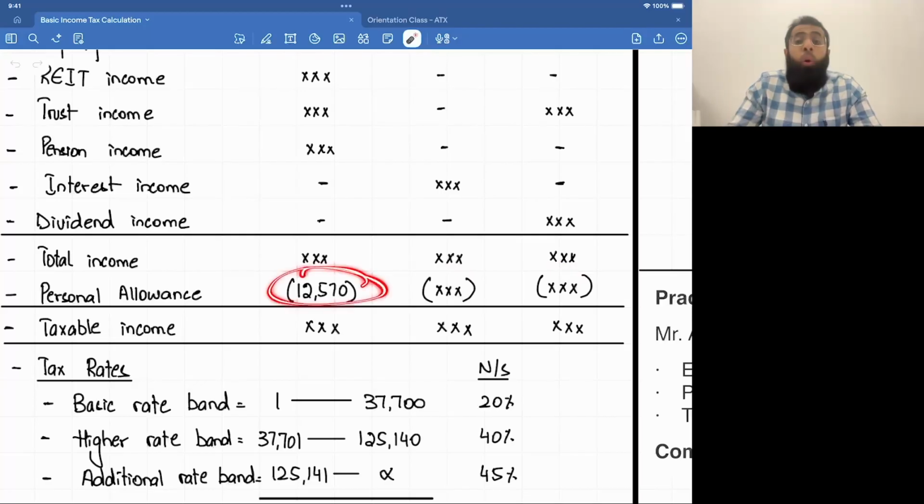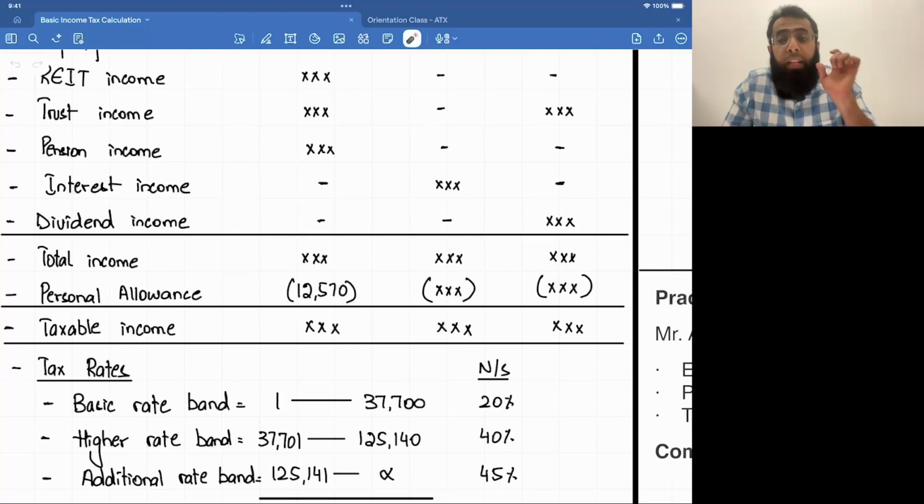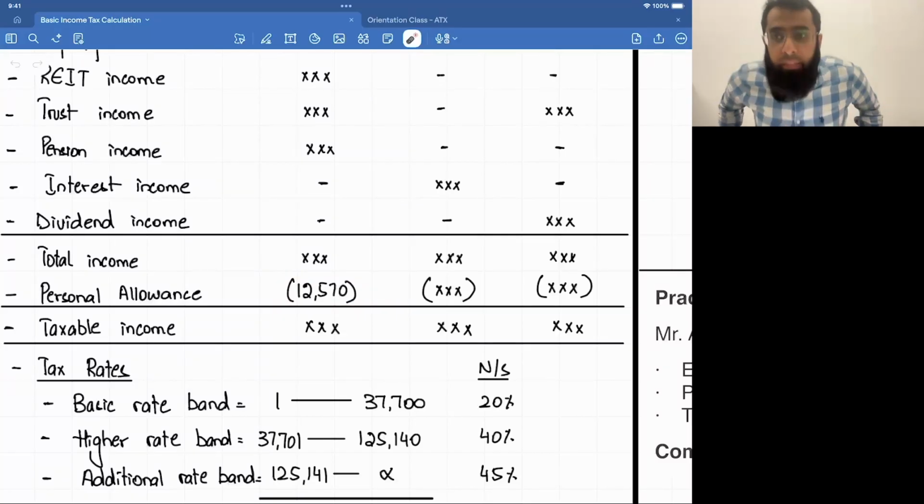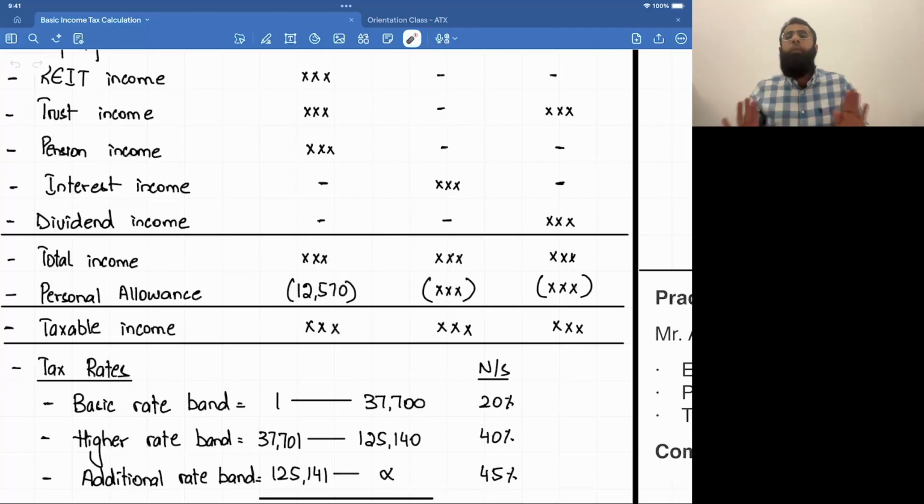Then there is a value called personal allowance. A certain amount of your income is not subject to tax. That is waived off from the tax. That is called your personal allowance. This personal allowance is 12,570 pounds. Whatever your total income is, from that 12,570 pounds is just excluded. There is no tax on it. So you get the taxable income. On the taxable income, you will charge tax.